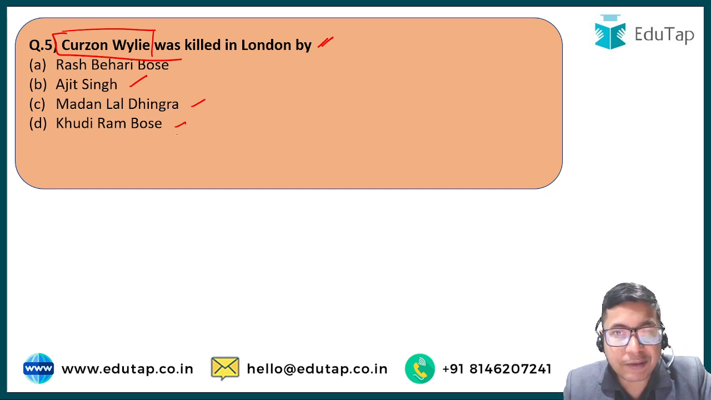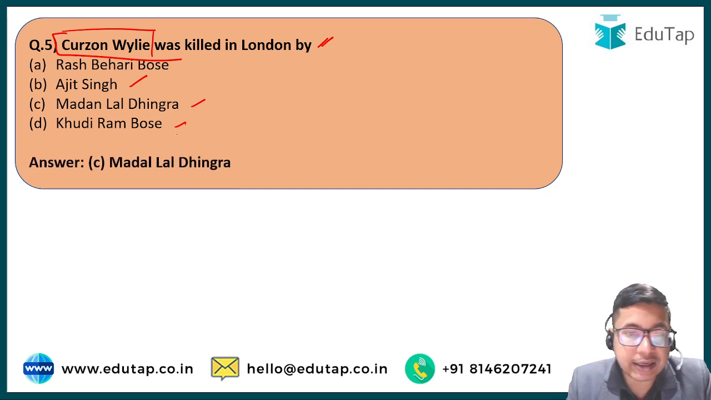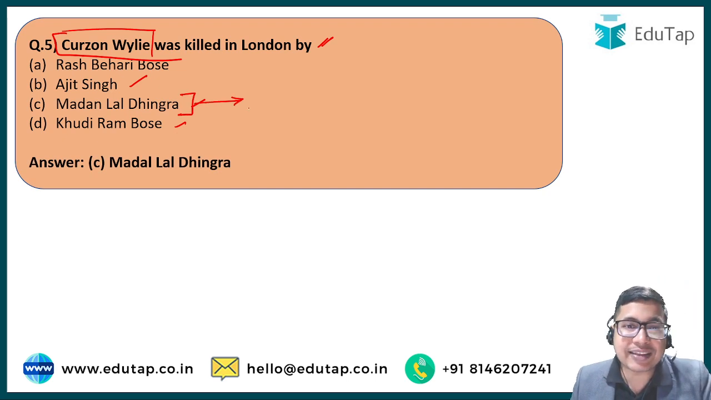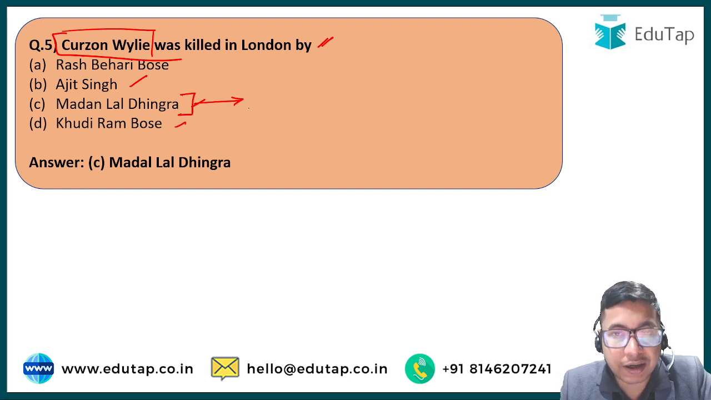All these are very important and famous revolutionary freedom fighters of our country, and Madan Lal Dhingra is the correct answer. Madan Lal Dhingra was the person who assassinated Curzon Wylie in London, and after that he was tried and executed in London itself. Okay, so Madan Lal Dhingra is the correct answer.